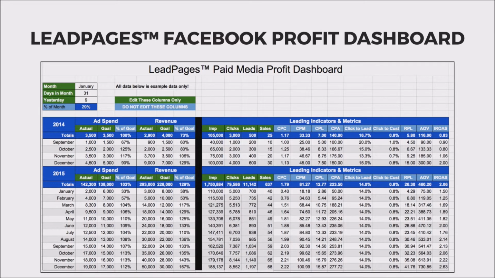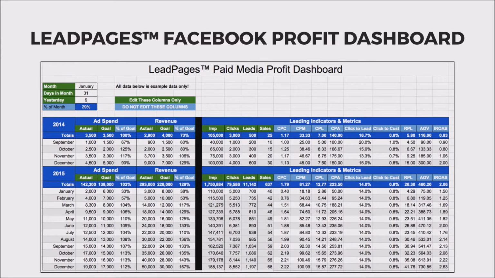In this spreadsheet, I've colored the columns you want to edit in green. The blue columns automatically calculate based on your data. Of course, the data you see in the spreadsheet is completely made up, so you'll definitely want to replace these numbers with your own. Start with the goals you have for your advertising budget and how much you'd like to generate in revenue. At the end of each month, enter the actual amounts you spent and earned to see how you did. Next, at the end of each month, take the information from Facebook and enter it into the impressions, clicks, leads, and sales columns. The rest of the calculations will be done for you.